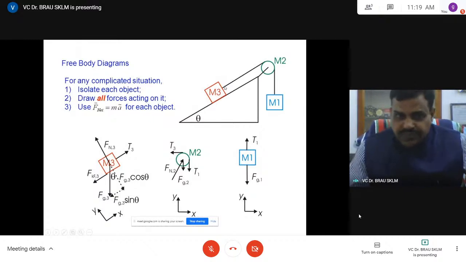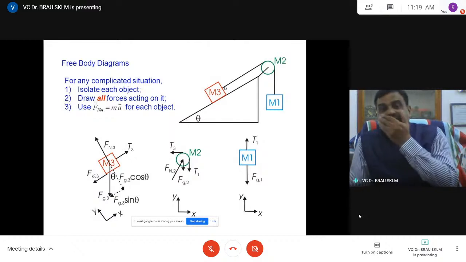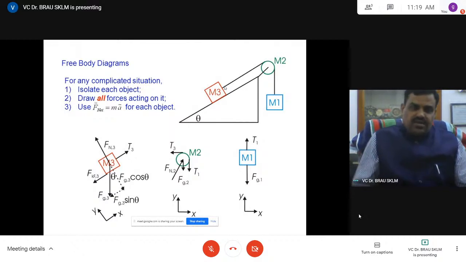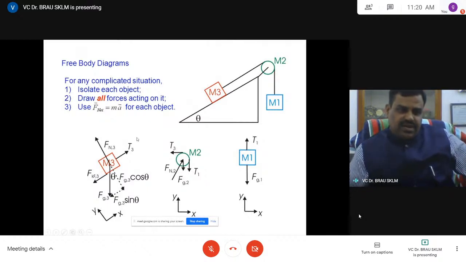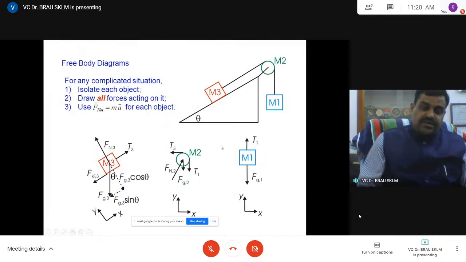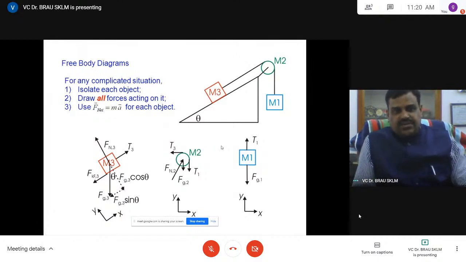Now we can write the two equations of motion for each body. Here are two equations, along the plane and perpendicular to the plane. Here also we can write with this as a center, horizontal forces and vertical forces. And here only vertical, there is no horizontal. Now write the equations, try to solve and get the unknowns.